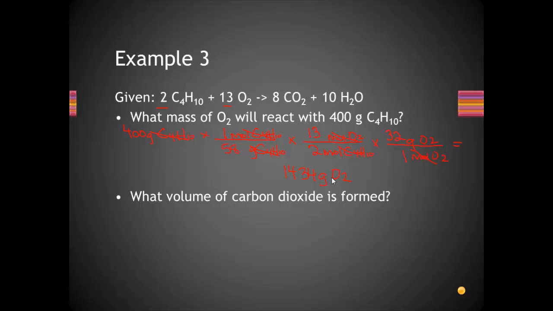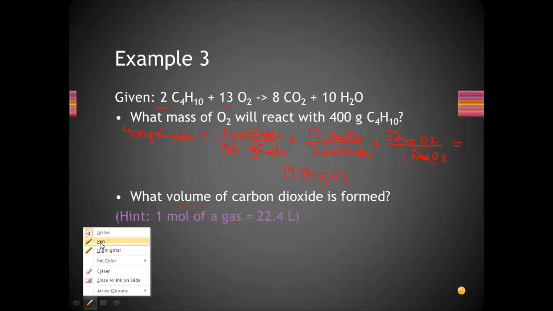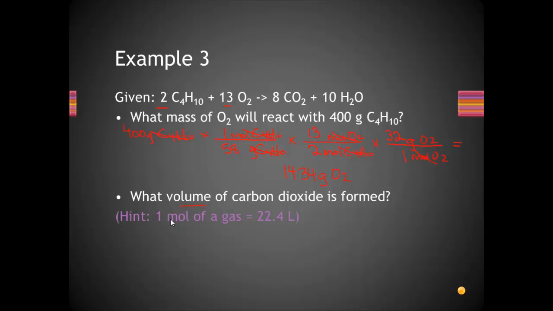Now the second question is something we've not looked at yet. What volume of carbon dioxide is formed? Remember that volume is the 22.4 liter conversion that we learned in one of the earlier chapters. So we're going to make use of that conversion in this problem. Now let's start with our 400 grams of butane again.